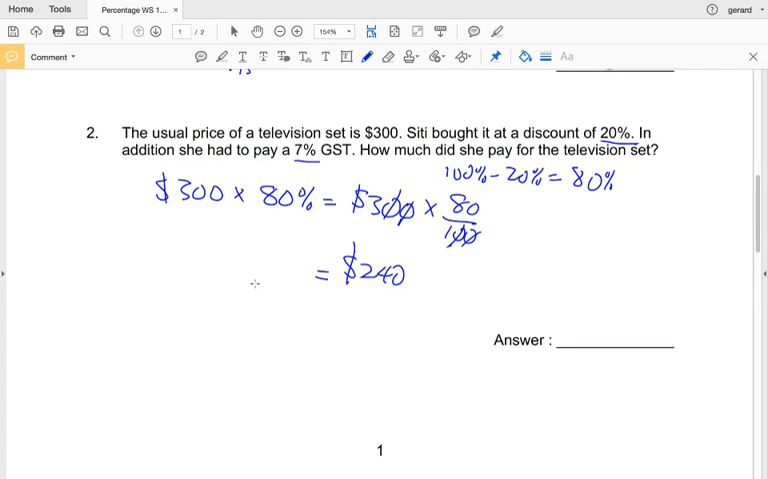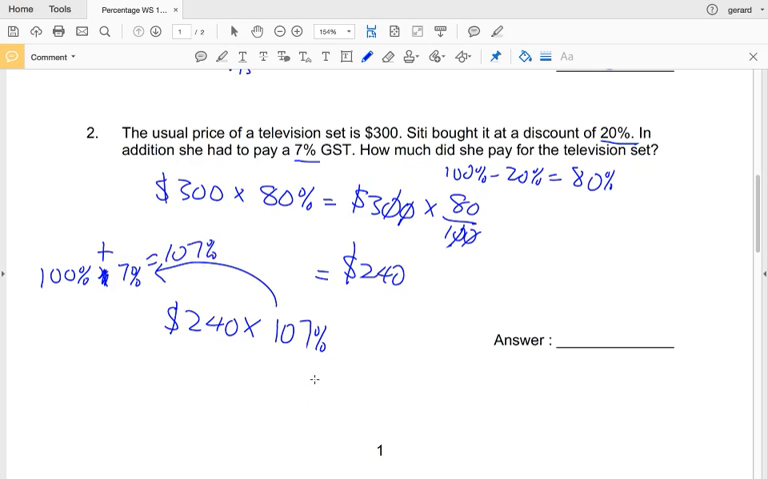Now we have to find the price when you include the GST. So it's 240 times... Remember I told you GST is what you have to pay more. So it's actually 107%. Now how do we get 107%? It's actually 100% plus 7%. This will give you 107%. That's how I got my 107% here.